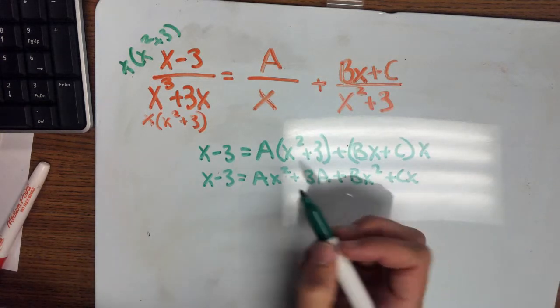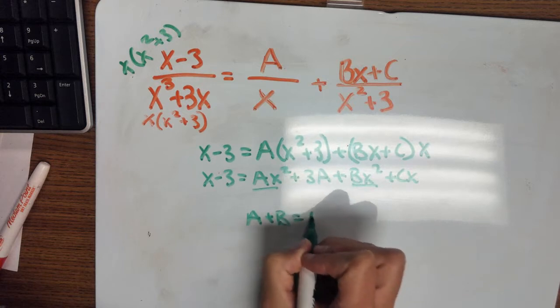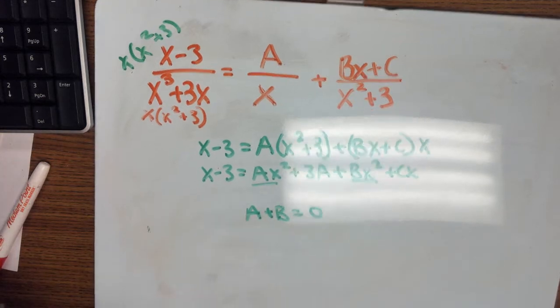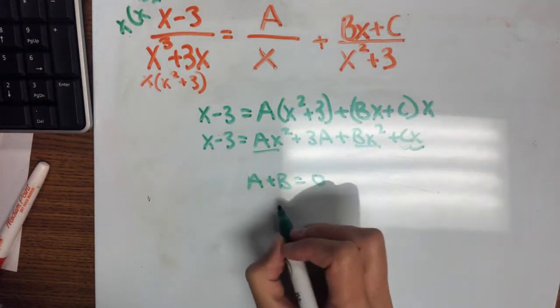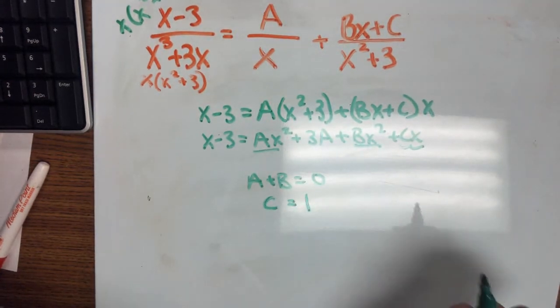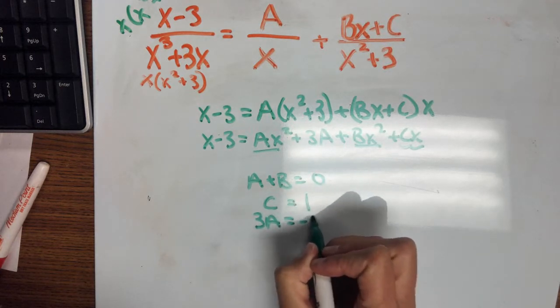Then we can go through, pull my like terms. So a plus b has to equal 0. There's no x squareds over here. Then if we keep going, we don't have, oh, we do, right here. So c has to equal 1. Then we have 3a, that's my only constant, that has to equal negative 3.